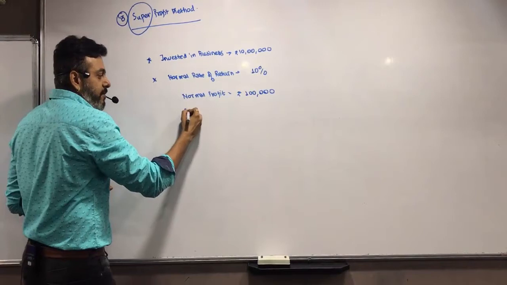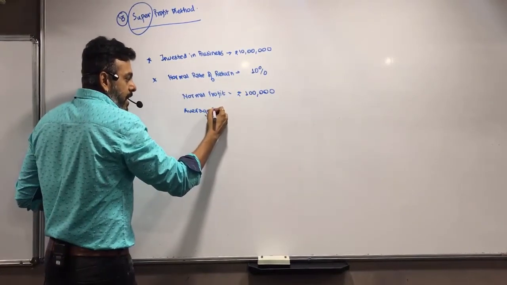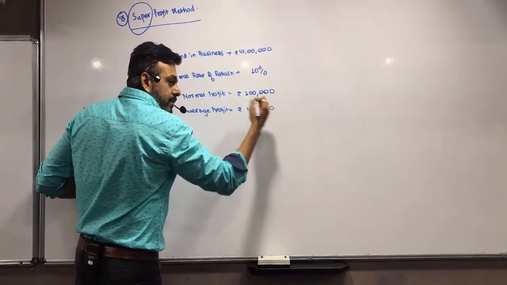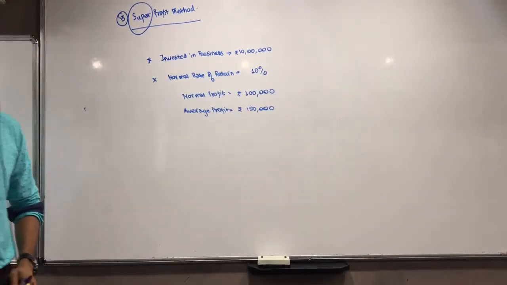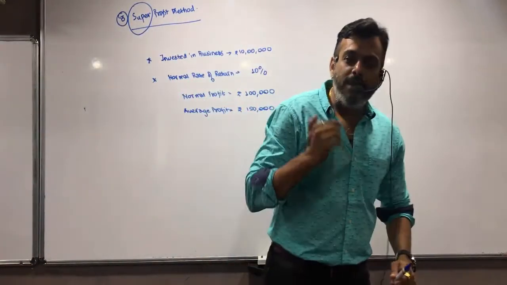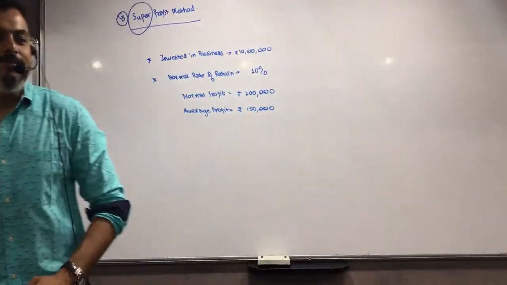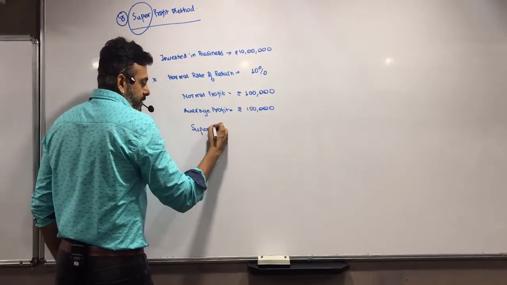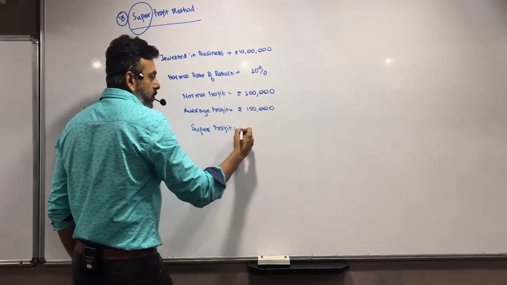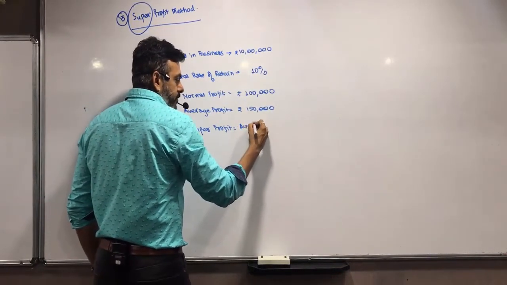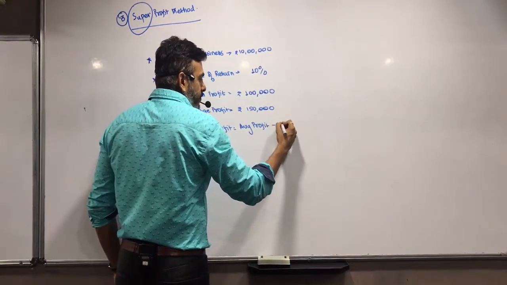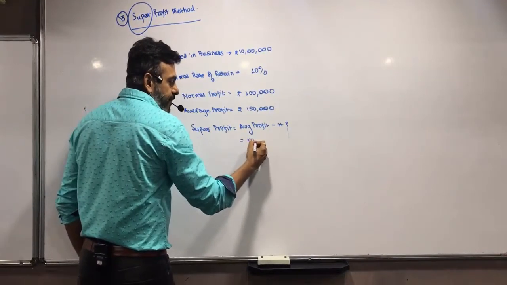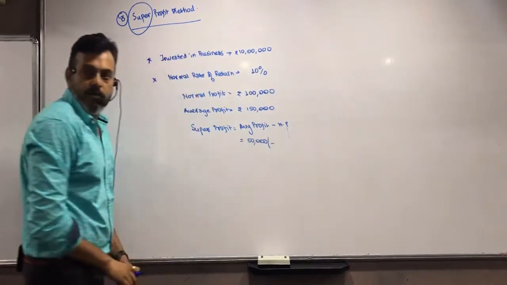But if I see my past years, my average profit is equal to rupees 1,50,000. Normally, how much should I get? 1 lakh. But how much am I getting? 1,50,000. So can I say super profit is equal to average profit minus normal profit? Can I say this? Which is 50,000. Understood this?